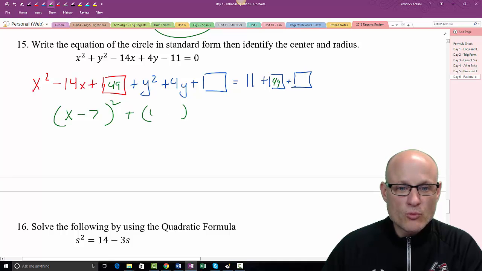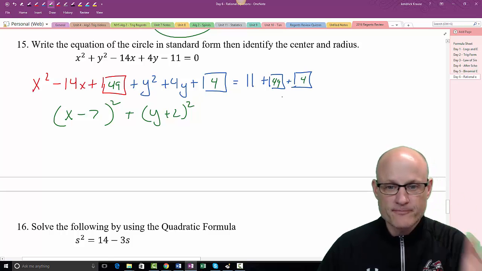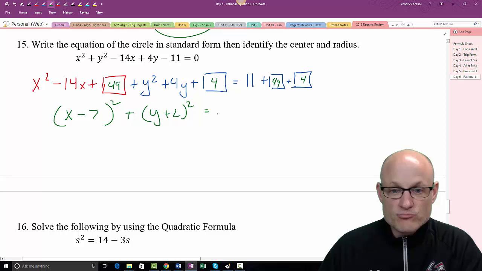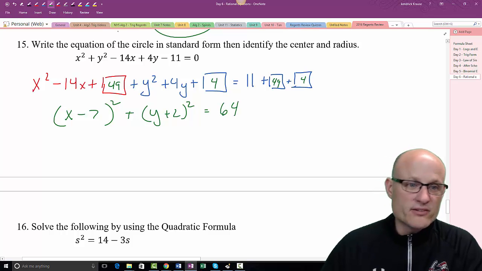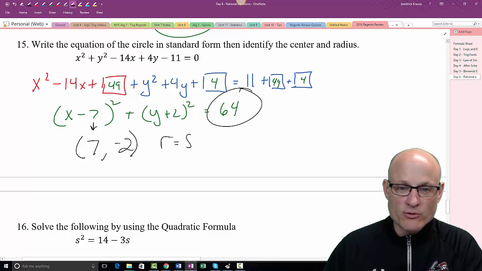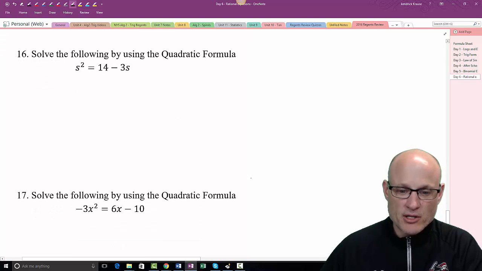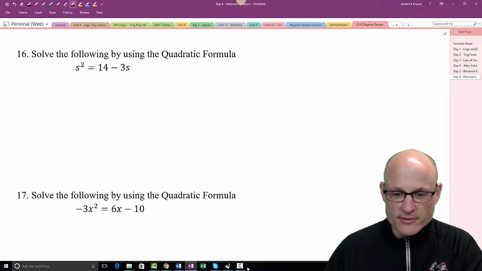Plus y plus 2 squared equals 4. 2 squared is 4, so I had to add 4 over here. So that's 64. That's easy. So my center is positive 7, comes out opposite, negative 2, and my radius is equal to the square root of that, which is 8. Let me pause, and we've just got 3 problems left, I think.